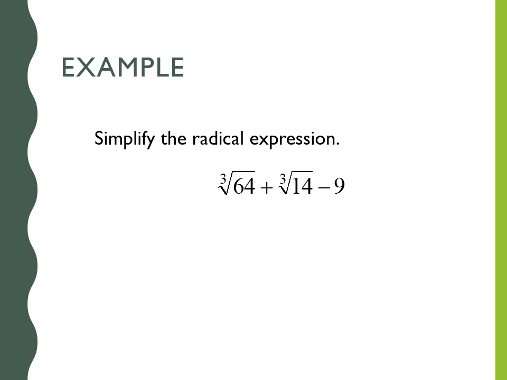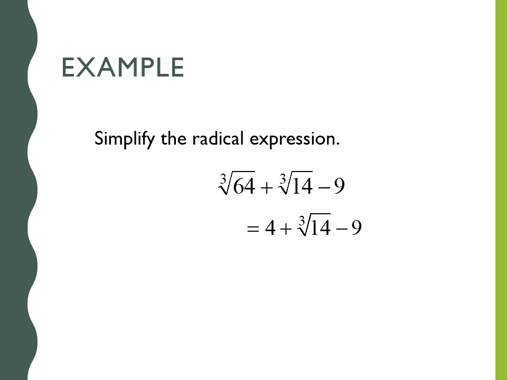Okay, so we're going to simplify this radical expression. Notice how 9 is not a radical. It's just a number, so we're not going to change 9 or affect 9. But we're going to find the cube root of 64 and the cube root of 14. So here we go. So the cube root of 64 is 4. And the cube root of 14 is just cube root of 14. 14 is only 2 times 7. And 2 and 7 are both prime numbers.